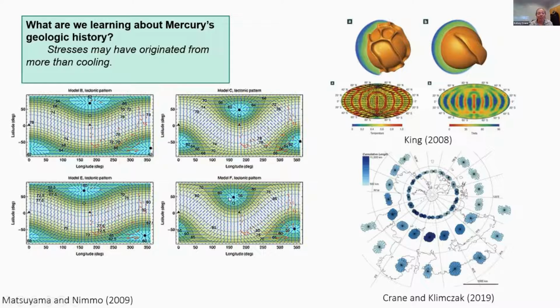And the cool thing about modeling is it's giving you the opportunity to compare what you see with what's there. So I'm gonna jump down here for a second. This is a map from 2019 of every fault-related landform in the northern smooth plains units, where dark blue indicates more landform length and light blue is less, and they're plotted as rose diagrams to show you the orientation.